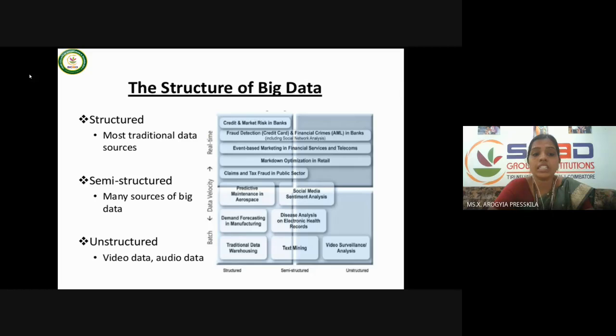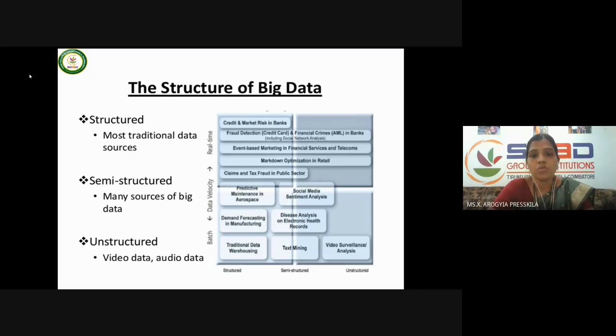What is unstructured data? It is video data, audio data, image data, space data, atmospheric data; all of these come under unstructured data. What is semi-structured data? It behaves as both structured and unstructured. Some data cannot be classified as either structured or unstructured, so that data comes under semi-structured data.